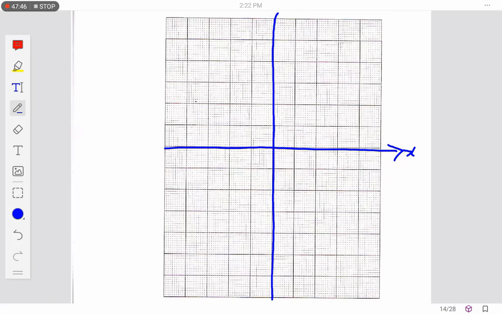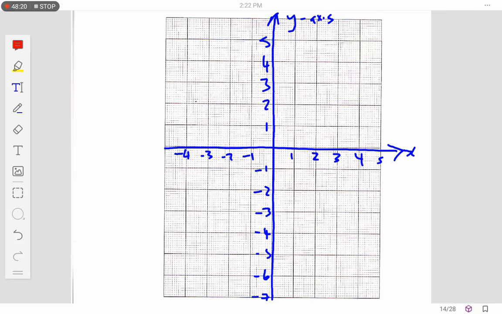This is my y-axis here. Okay, this is my y-axis. Then labeling, we say this is -1, -2, -3, -4, 1, 2, 3, 4, 5, like that. -1, -2, -3, -4, -5, -6, -7 if I want. 1, 2, 3, 4, 5, like that. Okay, fine. Now let's draw the triangle.